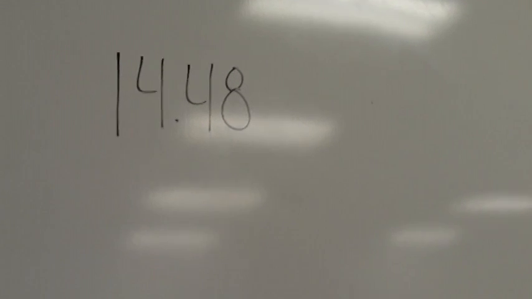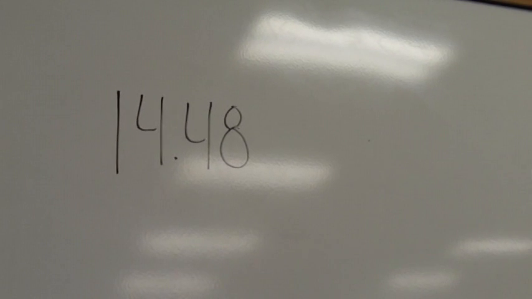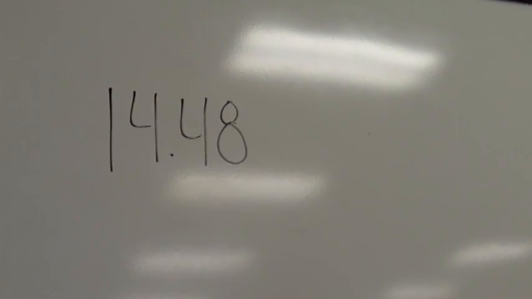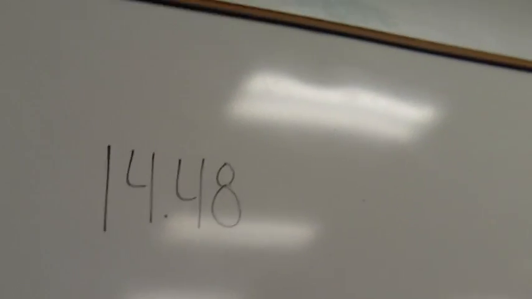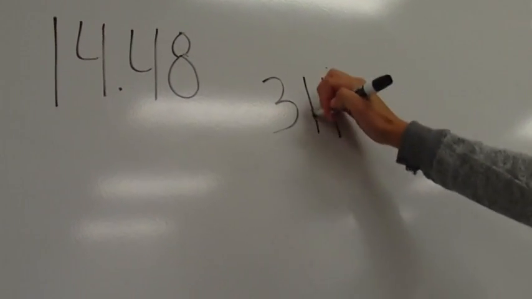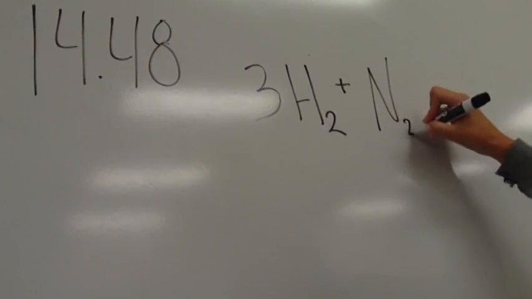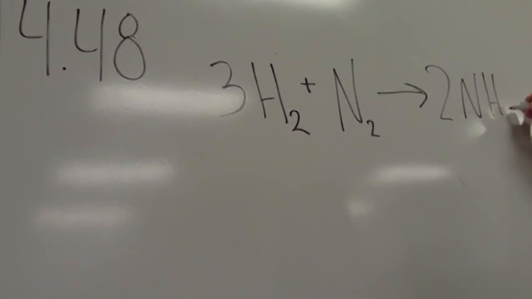Okay, 14.48. In the reaction between hydrogen and nitrogen that yields ammonia, how does the rate of disappearance of hydrogen compare to the rate of disappearance of nitrogen? How does the rate of appearance of ammonia compare to the rate of disappearance of nitrogen? So the reaction that they give us, the balanced reaction, is this. 3 moles hydrogen, 1 mole nitrogen yields 2 moles of ammonia.